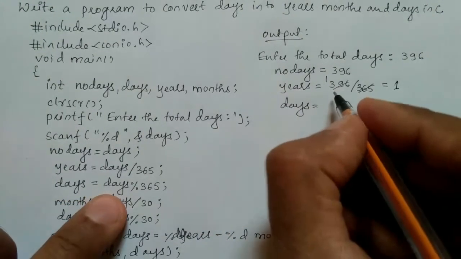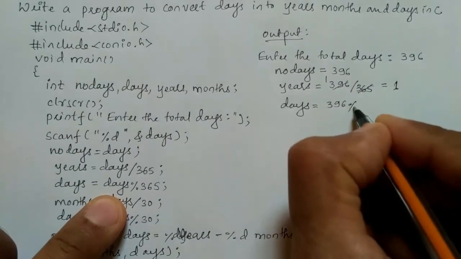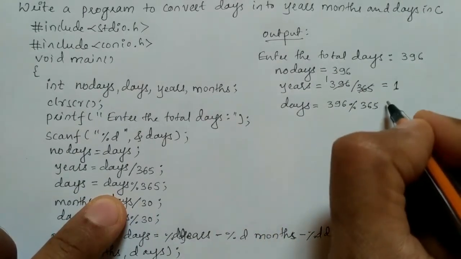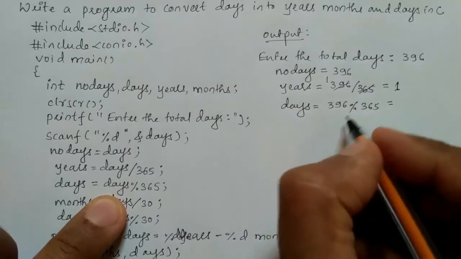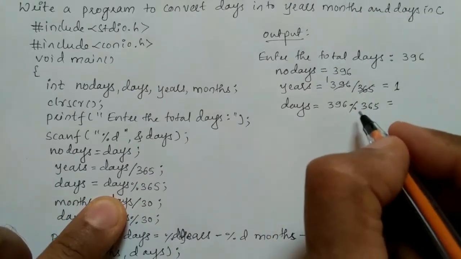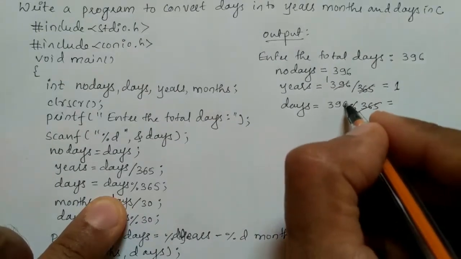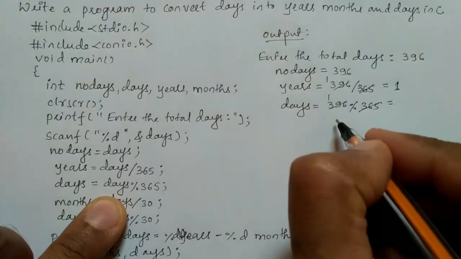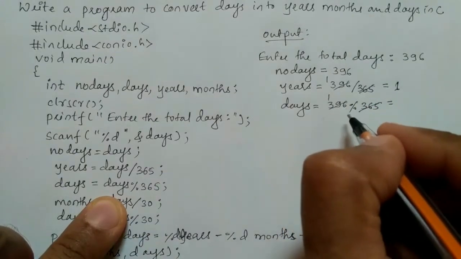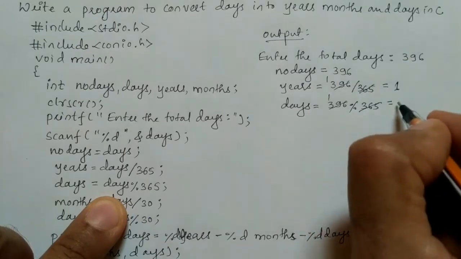Okay. Next, days is equal to days, that is 396, modular division by 365. Here you can see this modular division returns us the remainder after the integer division. So 365 ones are 365, and 396 minus 365 gives us 31.